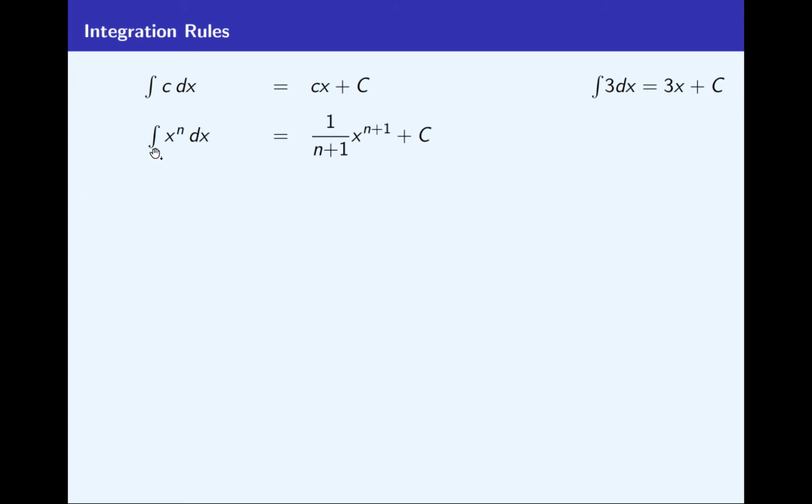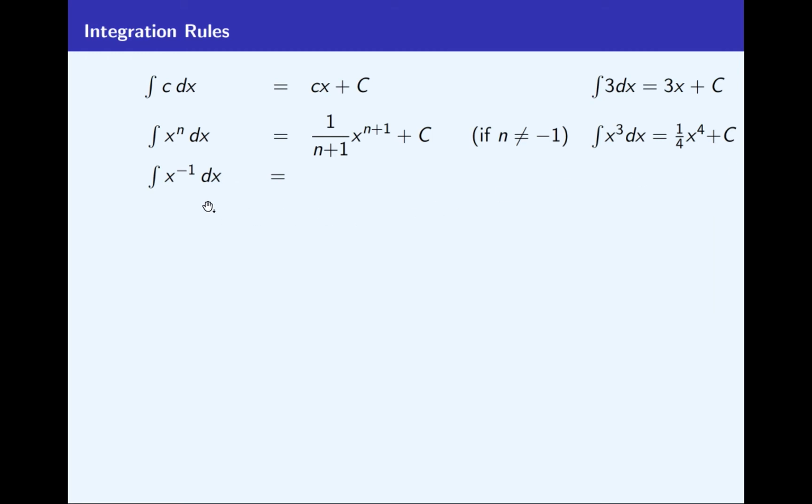We also have the power rule that we introduced on the previous slide, and remember this works provided that the power n is not -1. So for example, the integral of x cubed dx is 1/4 x to the 4th plus c.